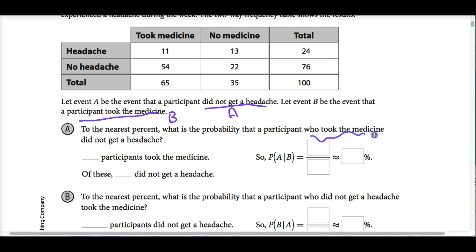A participant who took the medicine, so it's all the people who took the medicine. That's 65 people who took the medicine, right? And so that's B. So I'm going to put B down here, 65. And then how many did not get a headache? Out of the 65, how many had no headache? This is headache, this is no headache. So it's going to be 54. If you calculate this, I think it's going to be high 80s, something like that. I do not have a calculator handy right now, so you'll just have to do it using your calculator yourself. Okay, now let's scroll down.